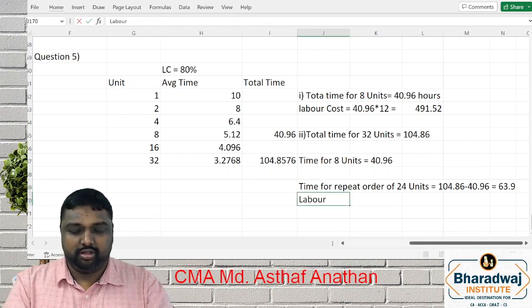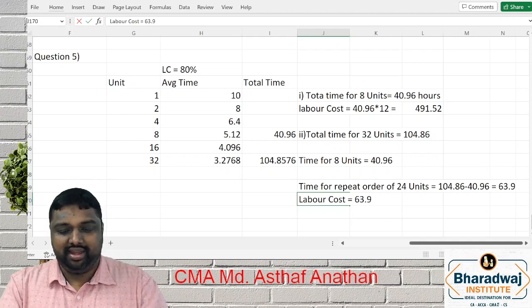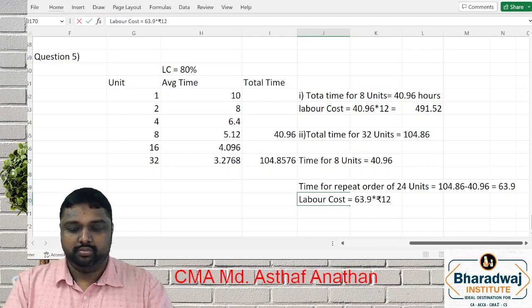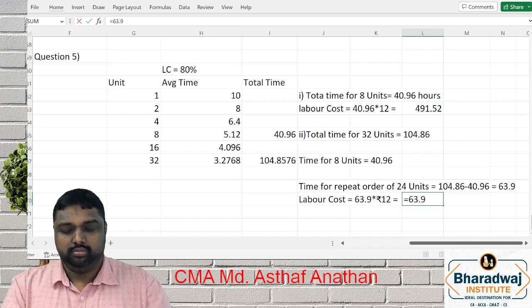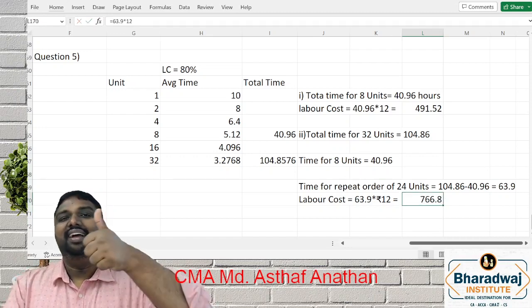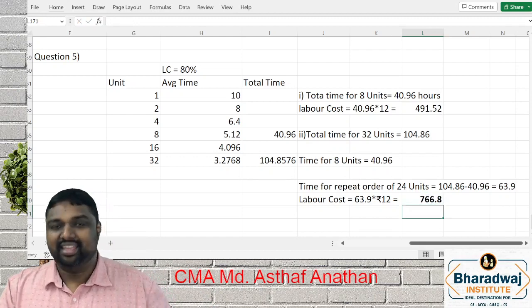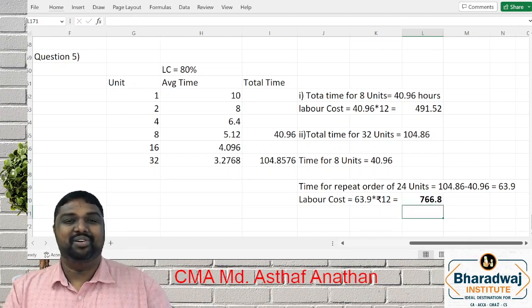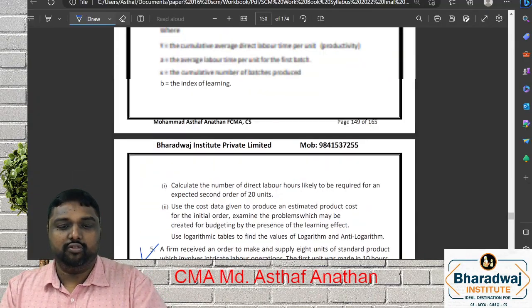So what's the labor cost? 63.9 into 12 rupees. Come on, friends. Congrats to those who got it. Take your own time. If you are completed, we'll go for the next question.